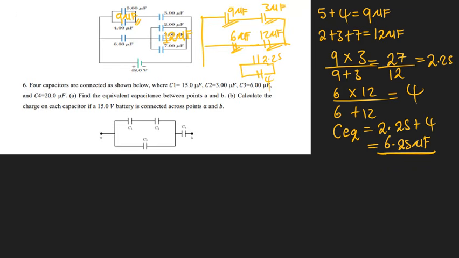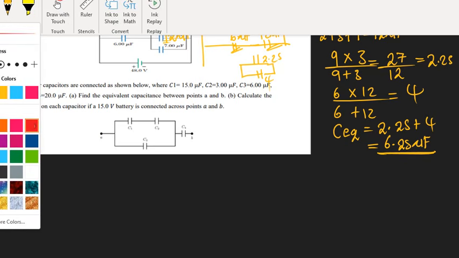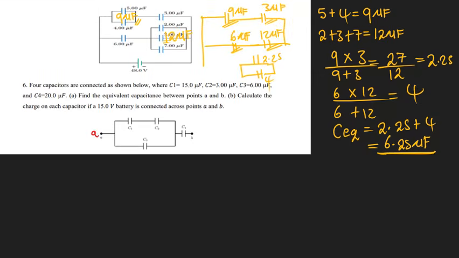So they want us to find the equivalent capacitance between this point, let me just use a red pen, between this point, which is A, and this point, which is B. First of all, we can work out whatever is in series. This is in series. So when we work out that, we are going to have a single capacitor here. So let's try to work them out.